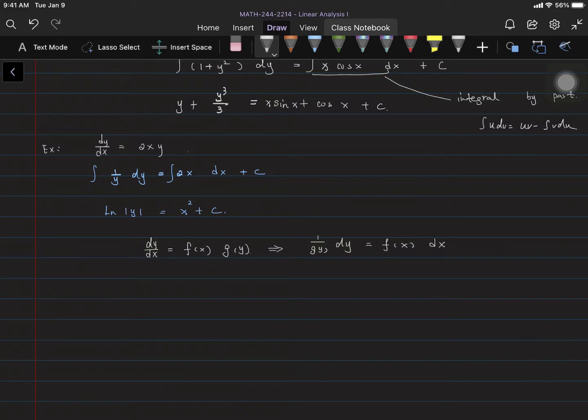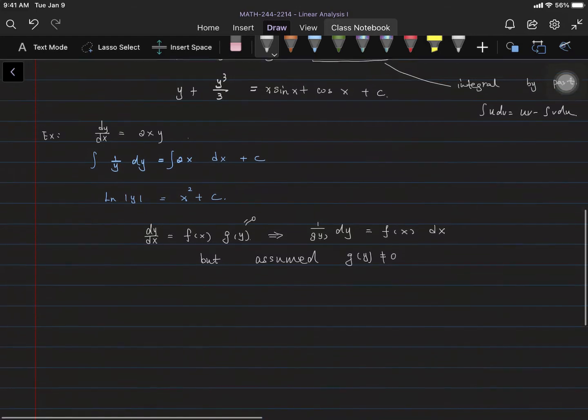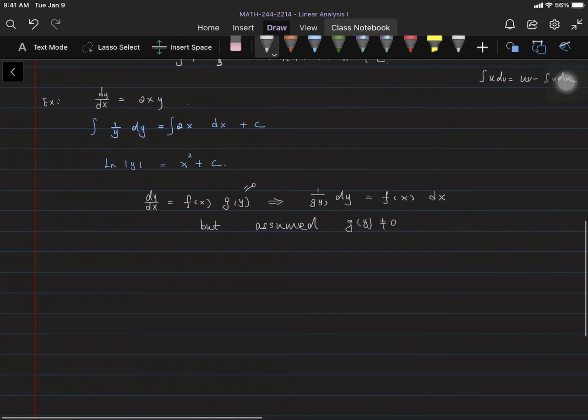But here, we assumed g(y) is not 0. If g(y) is 0, we cannot do it this way, right? Actually, g(y) equals 0 will give us an equilibrium solution. I will show you in the next example what the meaning of this is. Okay, don't worry too much.